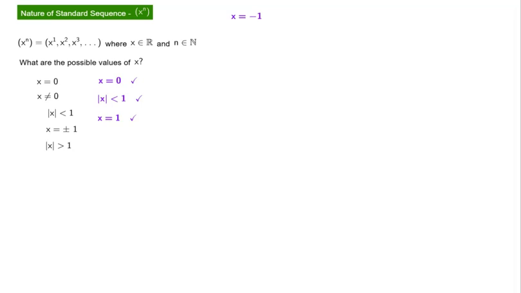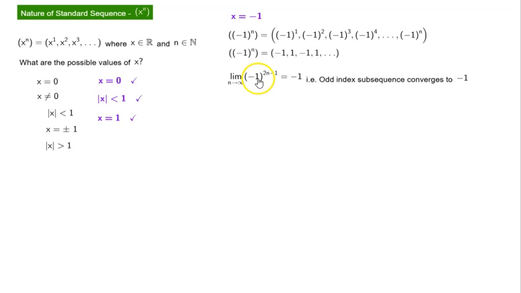So, when x equal to minus 1, we get this sequence. Simplifying it, we get minus 1, 1, minus 1, 1 and so on. So we have alternating signs. Now limit as n goes to infinity of minus 1 to the power of 2n minus 1 is equal to minus 1. So 2n minus 1 is nothing but odd index. So odd index subsequence converges to minus 1. Limit as n goes to infinity of minus 1 to the power of 2n is equal to 1. That is even index subsequence converges to 1.